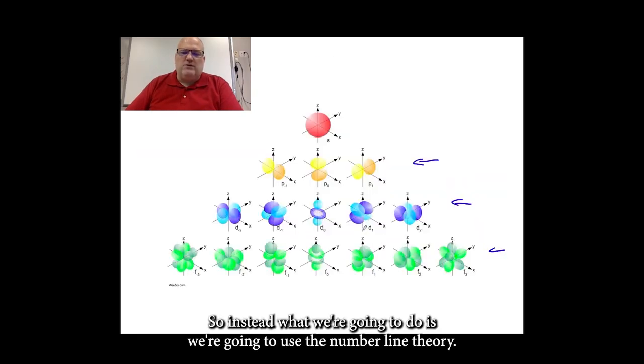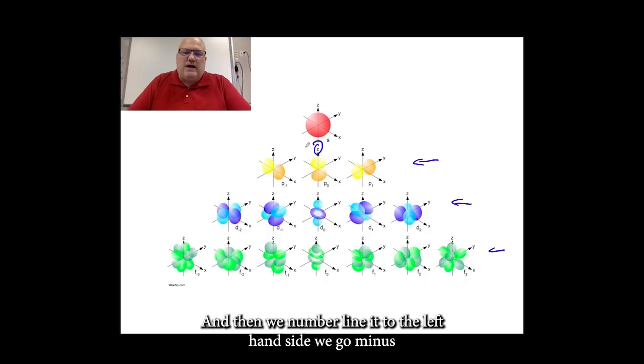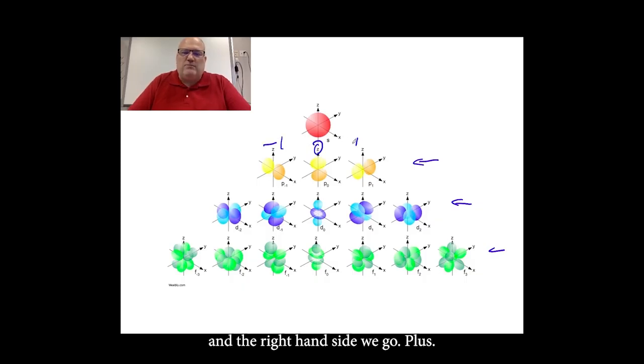So instead what we're going to do is use number line theory. So what we do is we take the middle orbital, we're going to do the p orbitals first, and we take the middle orbital and we number it 0. And then we number line it. To the left-hand side, we go minus, and to the right-hand side, we go plus.